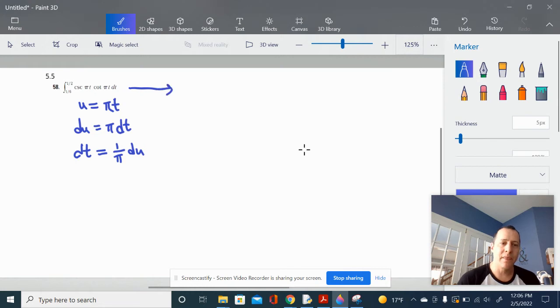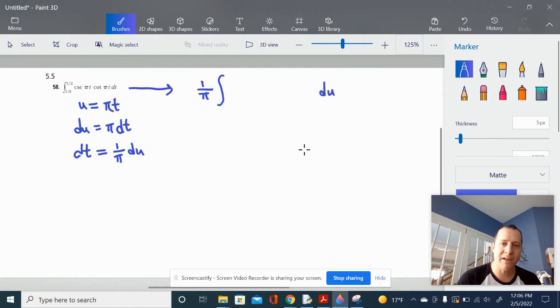You can replace the dt with 1 over pi times du. What I'm going to do is put the 1 over pi out front because constant multiples can be factored out of an integral. I'm just realizing I'm not really leaving myself enough room here for how big I'm writing with my pen size. Anyway, there's the 1 over pi du that's replacing the dt.